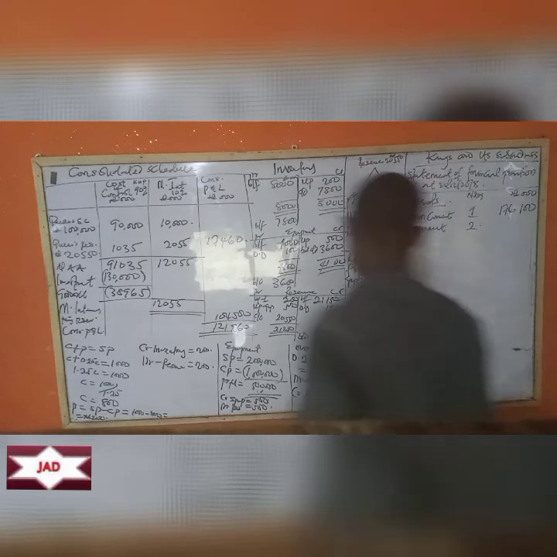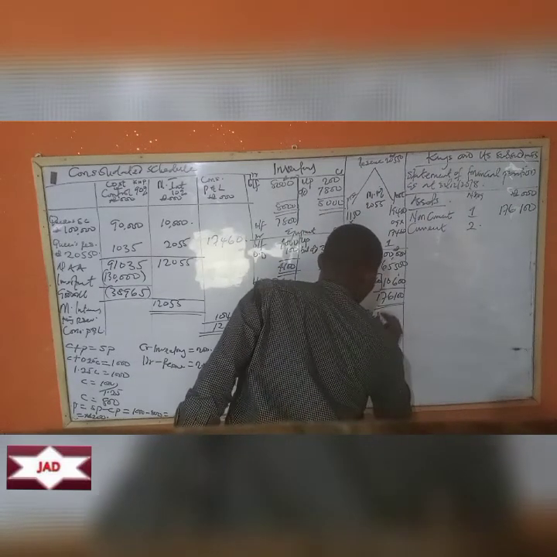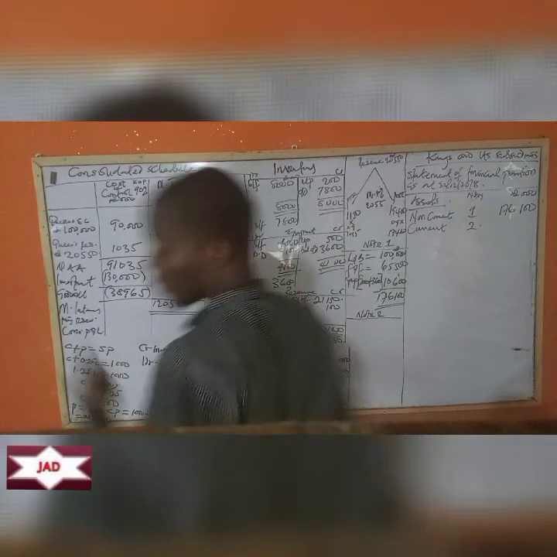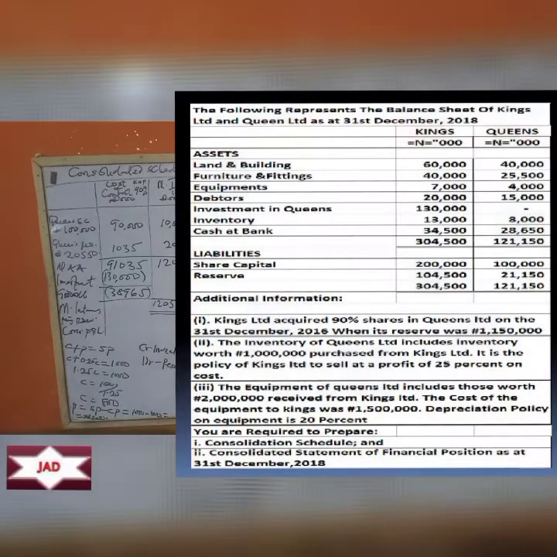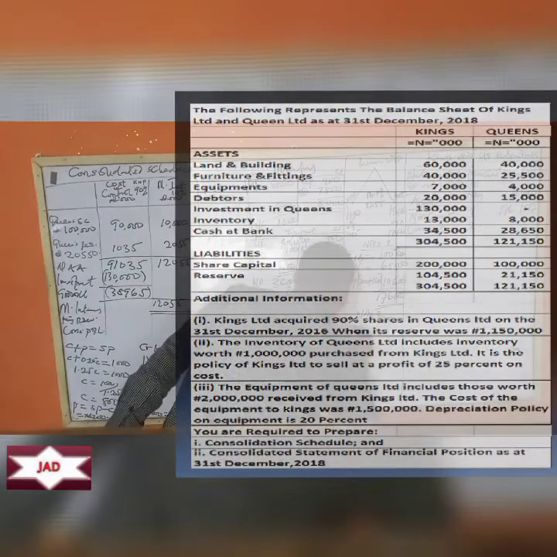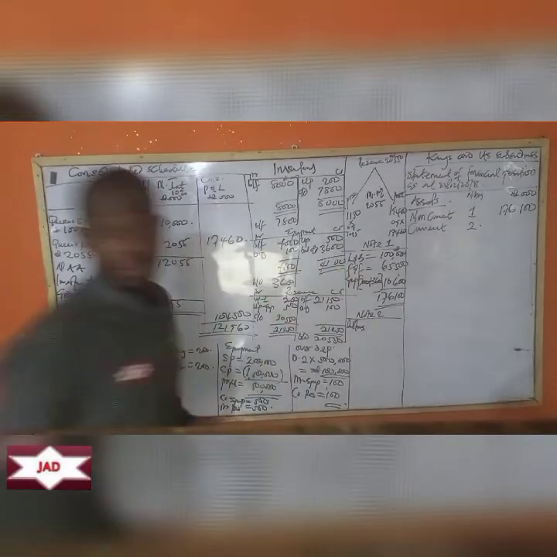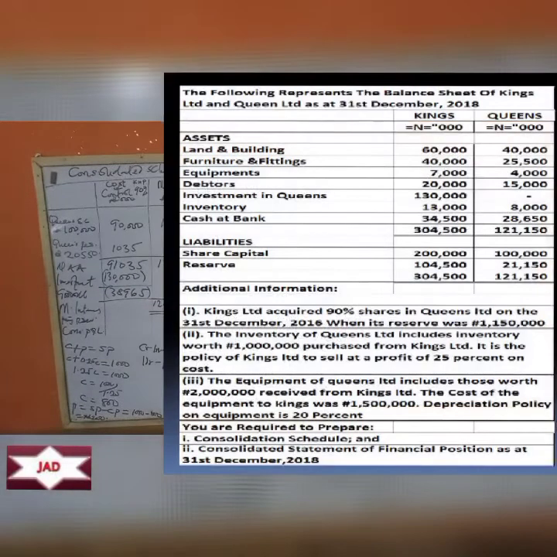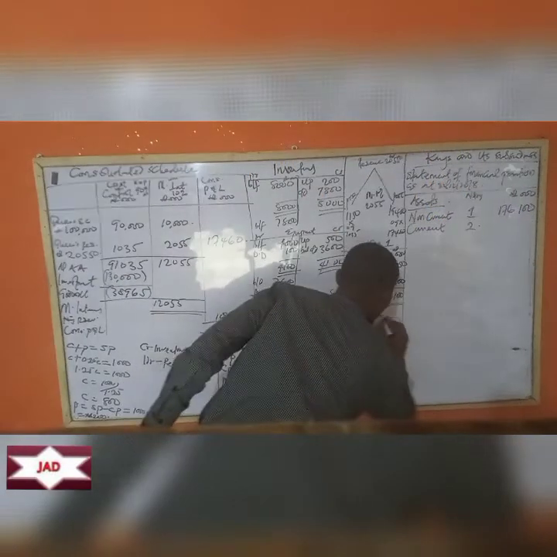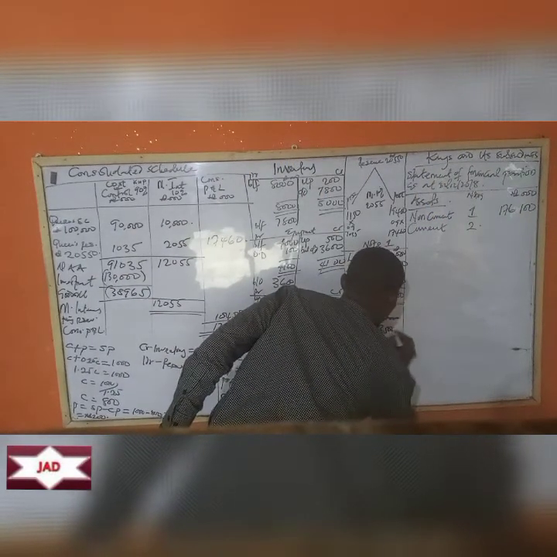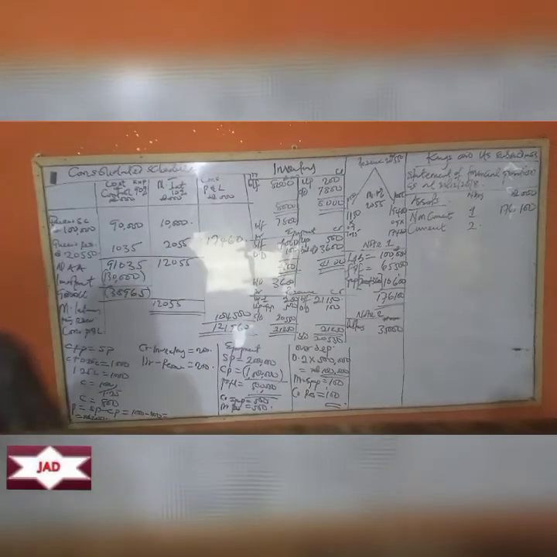So current now. Note 2. What's the note 2? We have debtors. Debtors, according to the question, is 20,000 plus 15,000. That's 35,000. What else do we have?